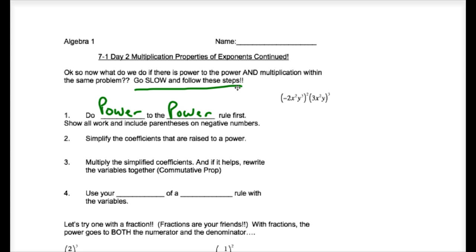Let's do the power of a power rule first. You got -2x squared y cubed, all squared, times 3x squared y, all cubed. Take your outside exponent of 2 and square everything in there. Then take your 3 and put it on everything in that second monomial. Watch this. Especially when you have negative numbers, use parentheses. (-2) squared, x to the 4th, y to the 6th.